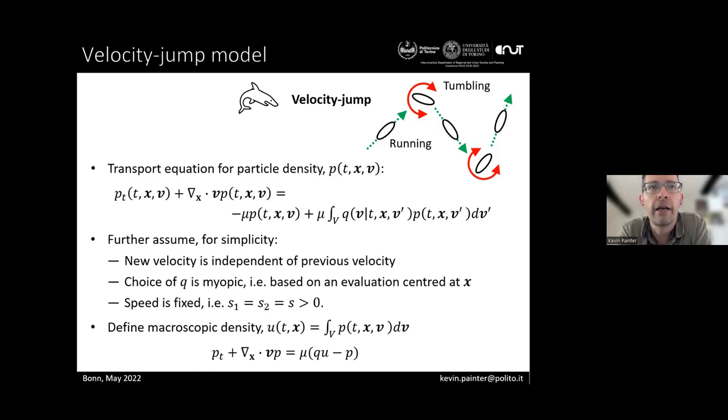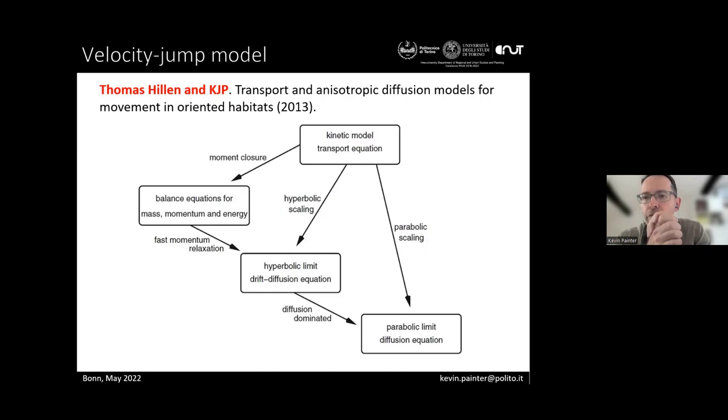Okay. Just as a point of note, I've put the x notation here just to denote that it's the gradient with respect to x. And from here on, whenever we see the gradient, we're going to assume that it's just the gradient with respect to x. It's just compacting down the notation. So how can we do this? Well, there are various ways that you can go from this transport equation up to a macroscopic model. I'm only going to go through in detail one of those. But essentially, three major ways are to use a moment closure approach, a hyperbolic scaling, and a parabolic scaling.